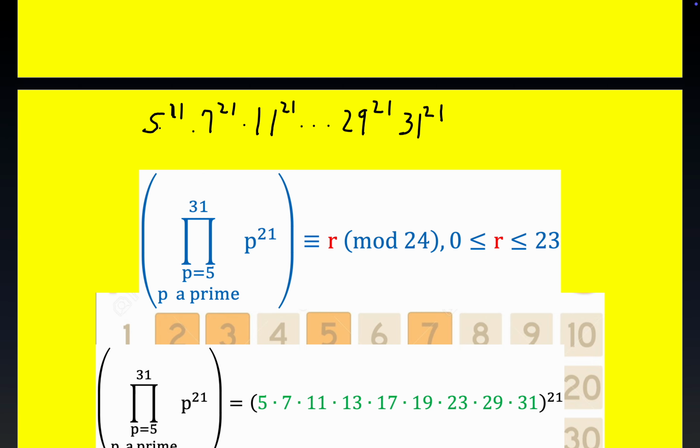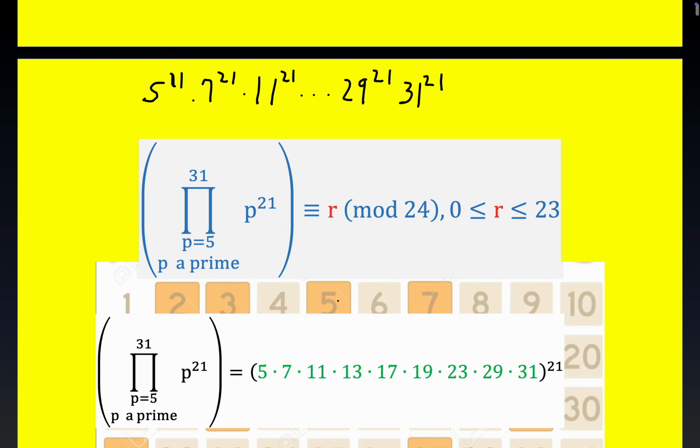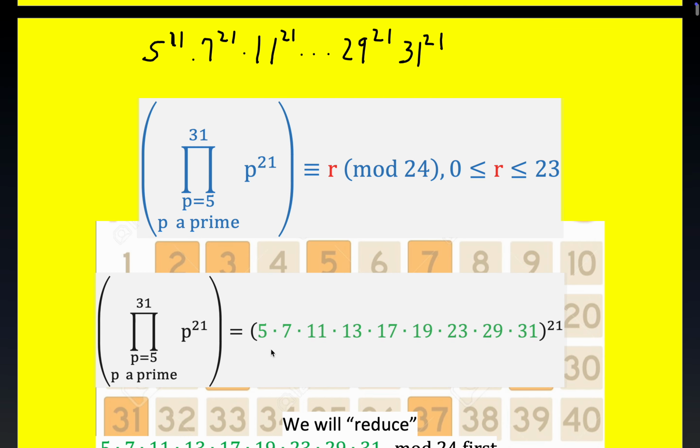So you can see what I've got going on here. 5 to the 21st, 7 to the 21st, 11, missing terms all the way out, okay? Now, laws of exponents gives us this circumstance right here. It's kind of like the distributive property of exponents, but we have all the primes, 5, 7, 11, 13, 17, 19, 23, 29, 31, all raised to the 21st power.